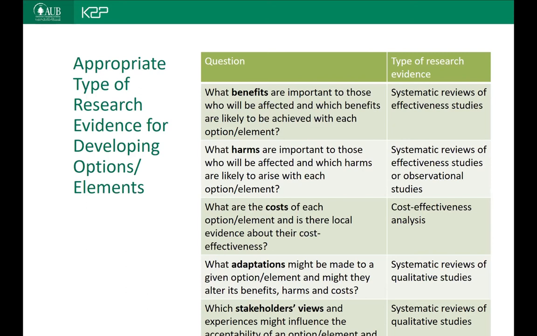Usually, the section about the benefits comes from systematic reviews of effectiveness. The harms come also from systematic reviews of effectiveness or observational studies. The costs come from cost-effectiveness analysis. Adaptations usually come from qualitative studies and systematic reviews of qualitative studies, similarly to the stakeholder views as well. Rasha, in the last webinar, identified how we can find these systematic reviews and what databases we should look into. So I advise you to go back to the previous webinar to see how we can reach all of those systematic reviews and apply them to the policy options section.